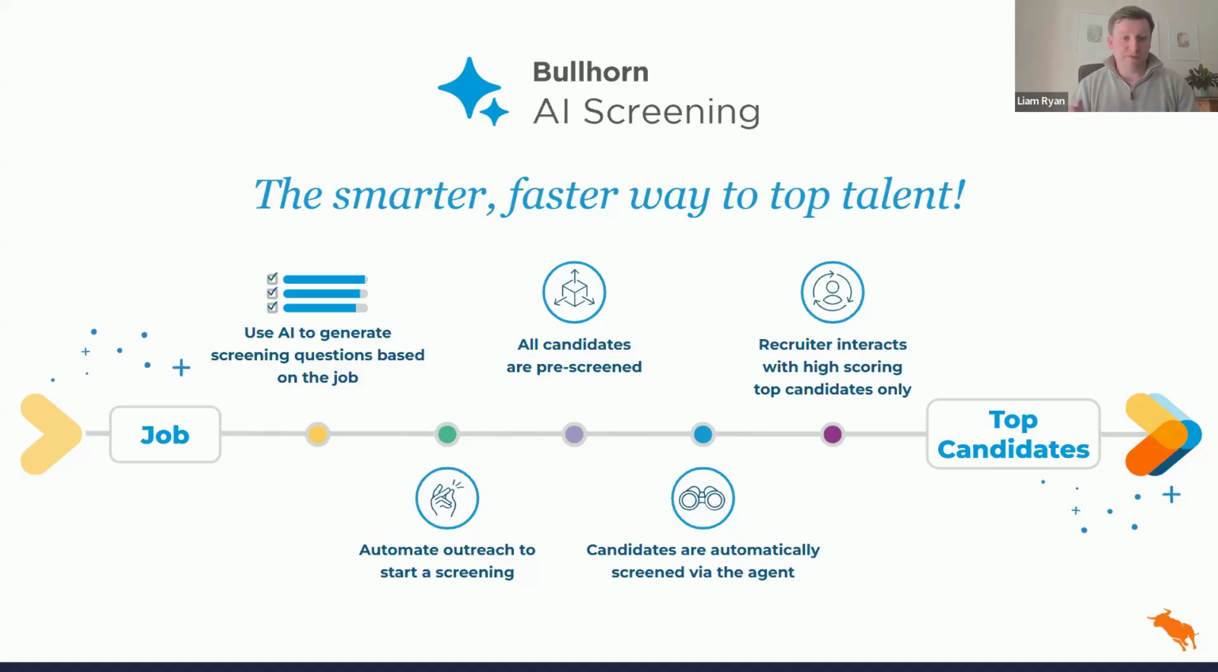Candidates are then, if they're rightly through the pre-screening, automatically screened by the agent. As you saw, it's a nice voice, human-esque experience discussing your credentials for the particular role. And then finally, the recruiter interacts with high-scoring top candidates only. They're only speaking or making phone calls to those candidates that are pre-qualified as part of that process, reducing that time to submit and reducing that time to fill.